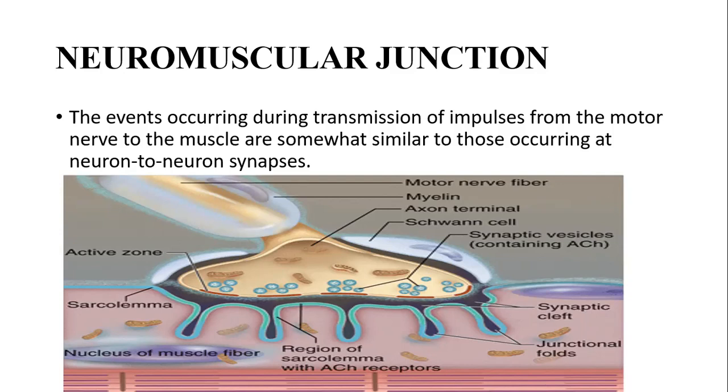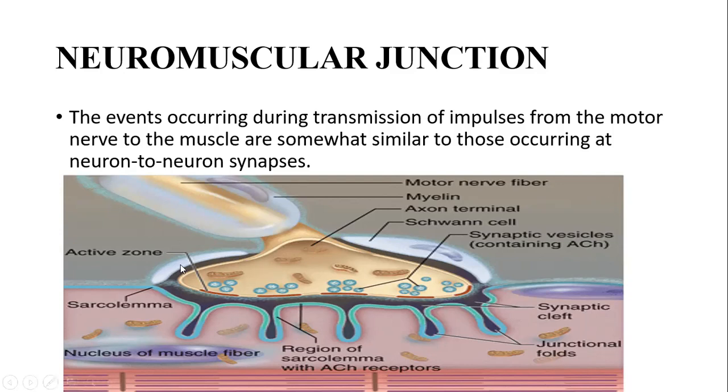What you're seeing there is the axon terminal, which has mitochondria and vesicles containing ACh, or acetylcholine. Then we also have the Schwann cells. The Schwann cells, as you know, are responsible for producing the myelin sheath. The Schwann cells produce this lipid that goes around the motor nerve fiber.